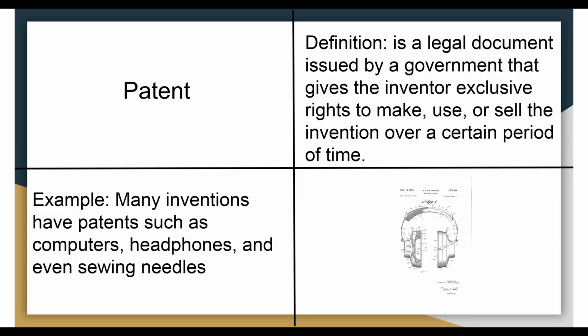All right, so now we're kind of on our last word here, and that's going to be patent. So now a patent is something that really protects your invention. So with this definition, and I know it's a little bit long, the definition is a legal document issued by a government that gives the inventor exclusive rights to make, use, or sell the invention over a certain period of time. So basically it gives you exclusive rights to whatever that invention is. It kind of protects you. It prevents people from copying your design and making a profit off it.